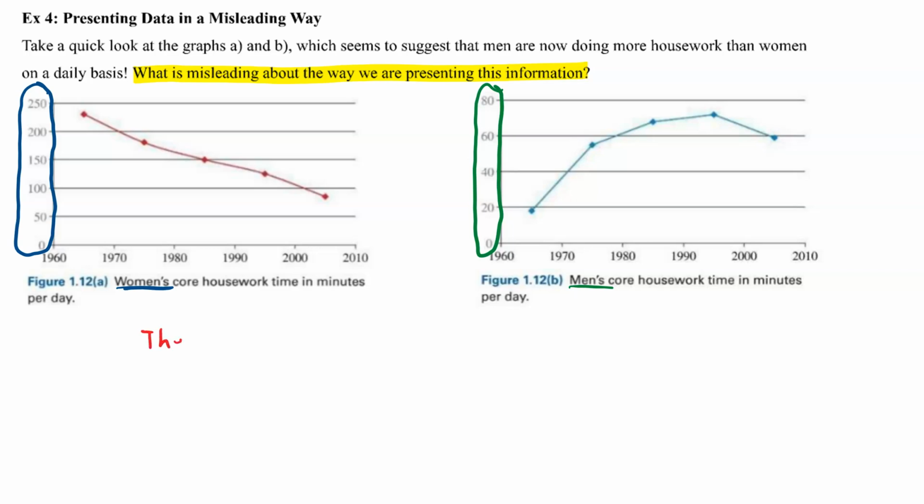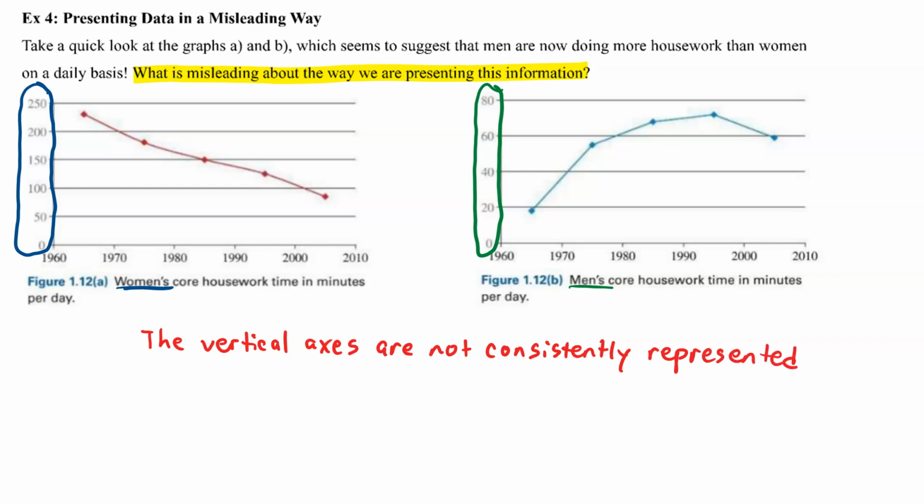So we could say the vertical axes are not consistently represented, and so that is what's causing the graphs and the information to be misleading.